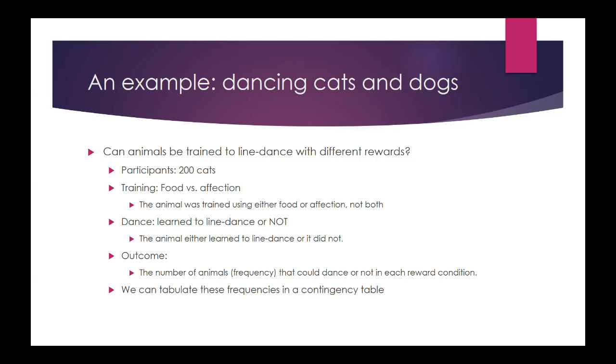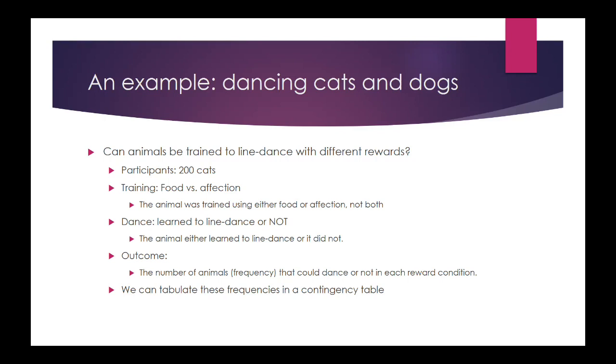He gives example data. So for this example, he asked the question, can animals be trained to line dance with different rewards? He had 200 cats in total, and he had two different training methods he was going to implement, one being using food as a reward and the other being affection as a reward. He then wanted to see if they would dance based on the reward they got. So they marked it either they danced or they did not dance. And what he wanted to determine is the number of animals that could dance or not with each reward condition.